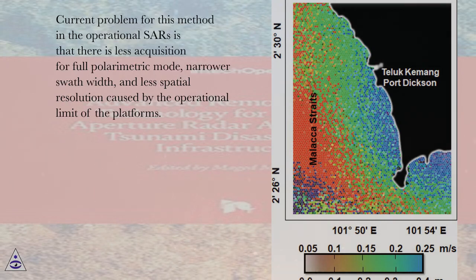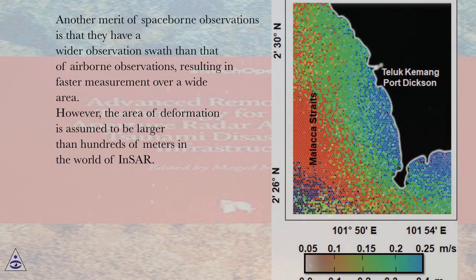The current problem for this method in the operational SARs is that there is less acquisition for full polarimetric mode, narrower swath width, and less spatial resolution caused by the operational limit of the platforms. Another merit of spaceborne observations is that they have a wider observation swath than that of airborne observations, resulting in faster measurement over a wide area.